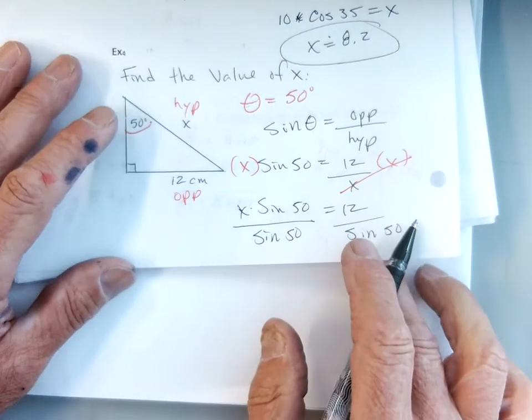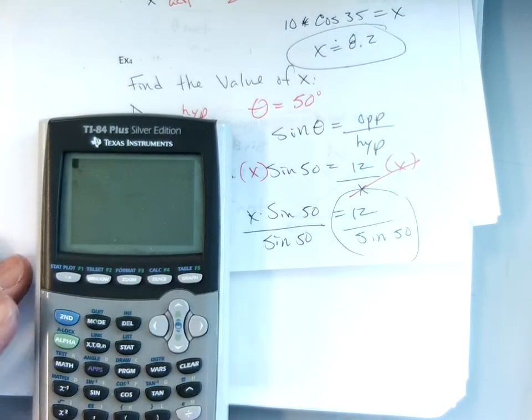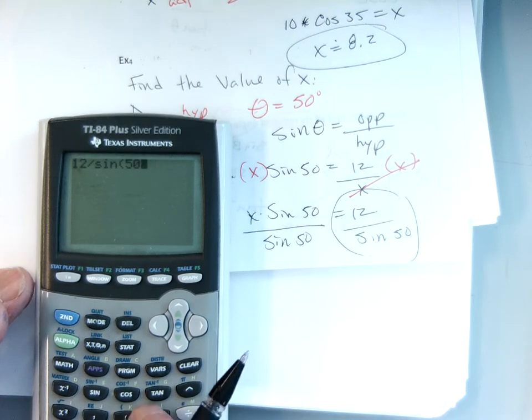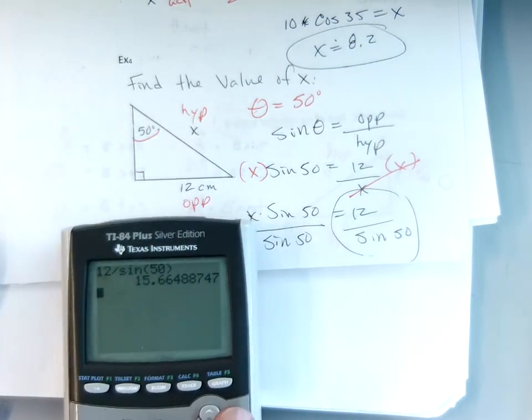So in my calculator, I need to do this. I'm going to go 12 divided by sine 50. 15.6, does that make sense for this problem? Yeah. Sure.